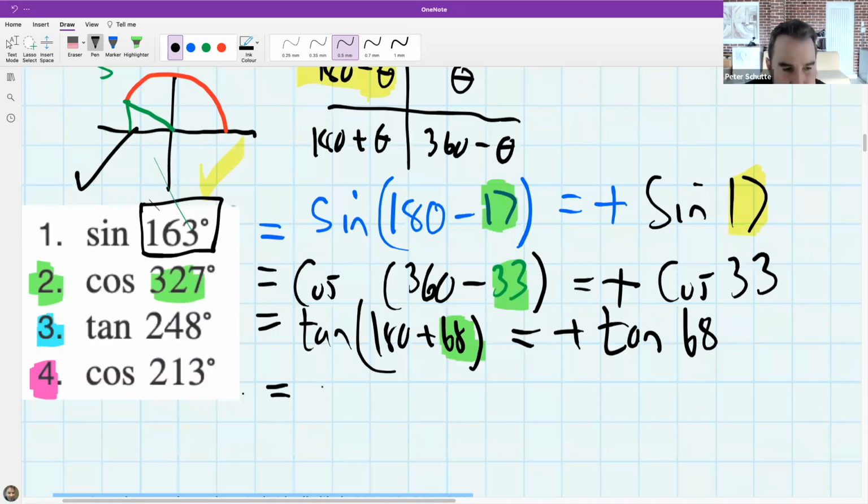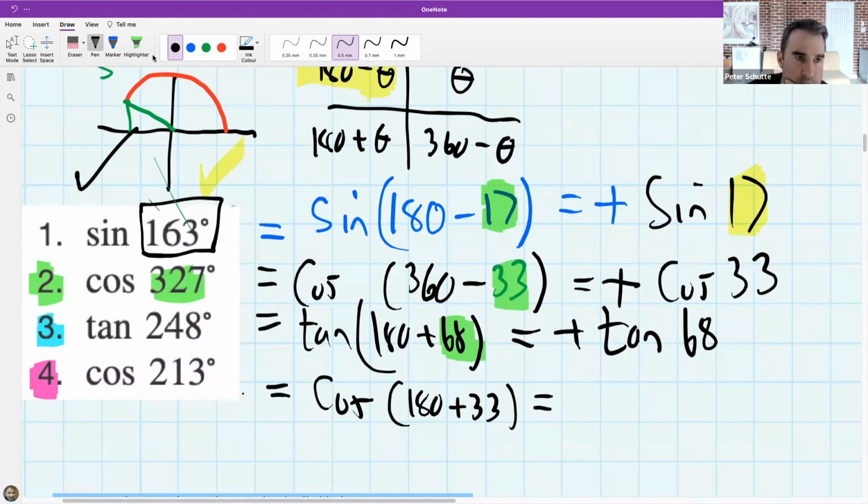So 213 is found in quadrant 3. So cos is negative in quadrant 3. So it's negative cos, and 180 plus 33 will give you 213. So we're going to say cos 213 is negative cos 33. Perfect. Thank you so much.